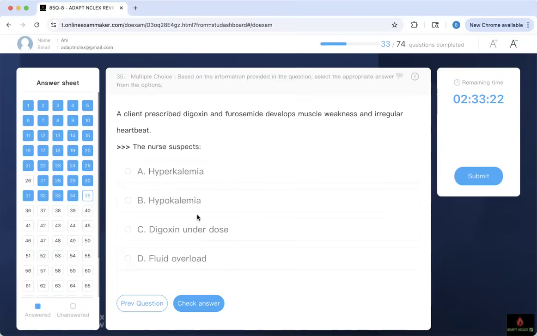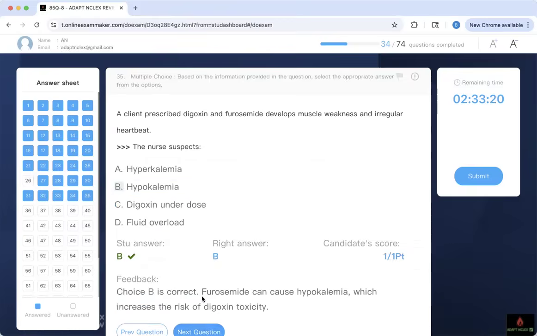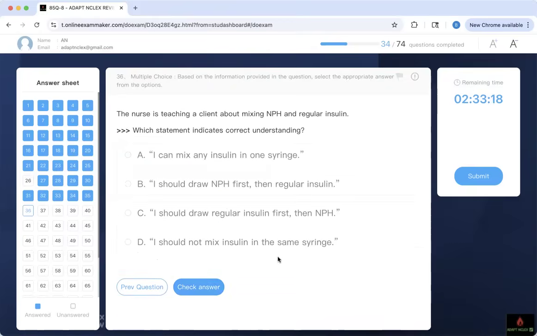That means one of them is the right answer. This is hypokalemia. And then she's teaching the client about mixing NPH and regular insulin. Which statement indicates correct understanding? I know you know how to mix them, but this is a practice run. Just know them. Don't forget them. Sometimes in the exam setting, you forget which one, you know it.